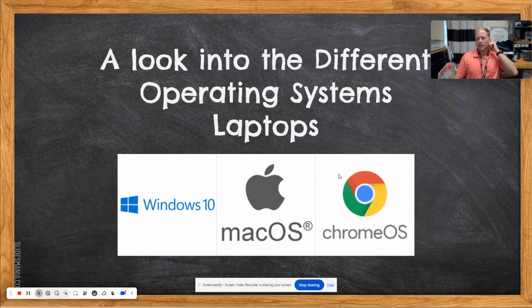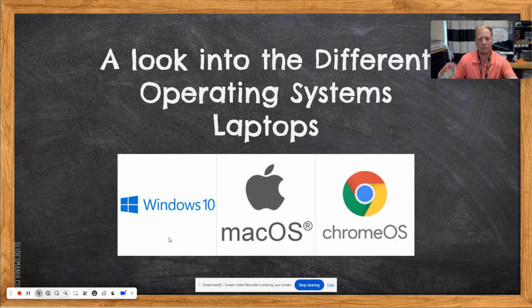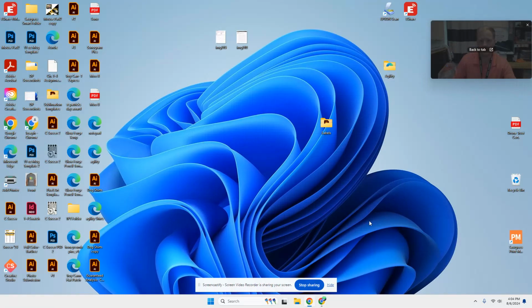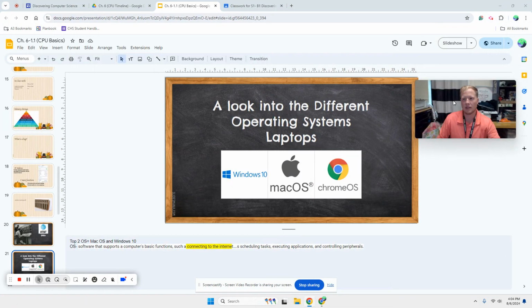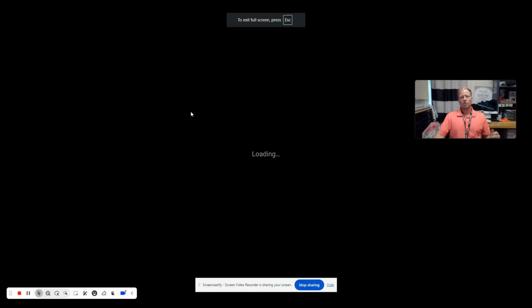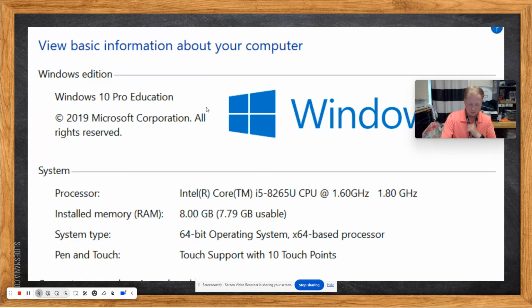Now, we've talked about operating systems, right? That is how your computer interacts with different things, how things are set up based on how that is. So the top three that we're going to talk about: Windows 10, Mac operating system, and Chrome. All right, Chrome is what you guys use. On this computer, if I were to back out of it, this is what it looks like for a Windows operating system. All right, back in there. And then you also have Chrome, which you guys have. Okay, so make sure you know that.